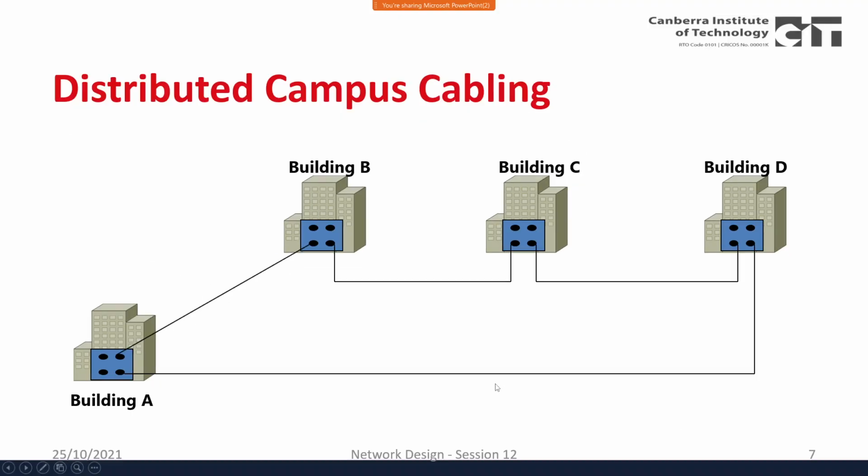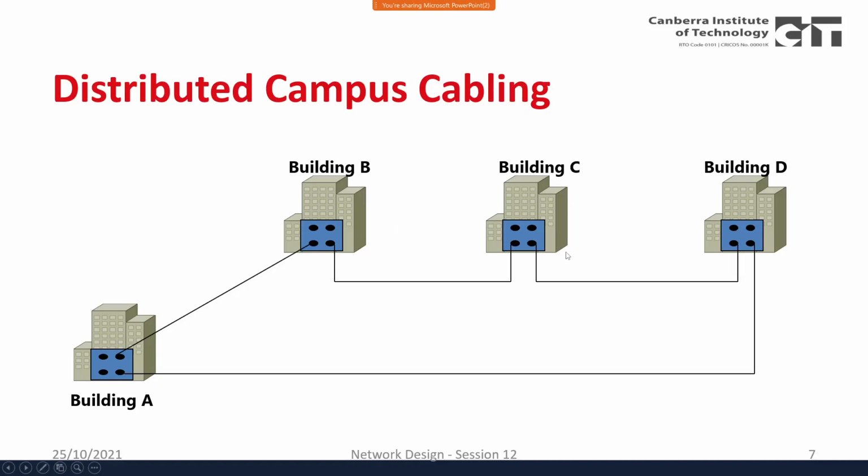In the other example, a distributed campus cabling, we don't necessarily need to wire things up from one building to all the other buildings. We can take advantage of a connection from one building to another that already exists. So for example, if I want to connect building C to building A, I don't need to run a cable all the way from building C to building A. I can take advantage of the existing connection from building A to building B, and I can just connect building B to building C. That would be one way of doing it.